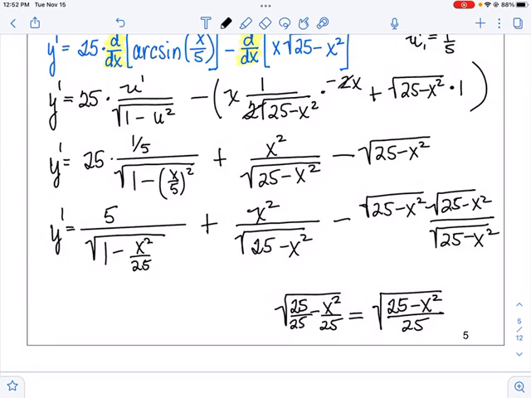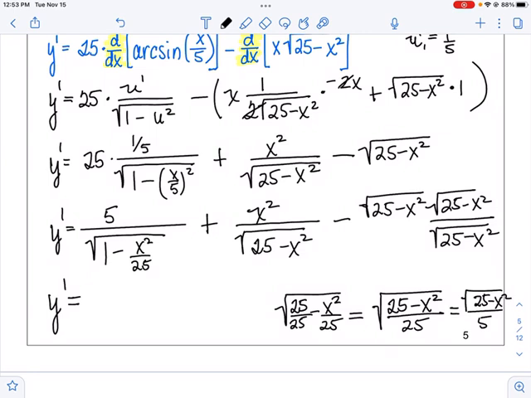So with that, I can write y prime is then equal to 5. Let me go one step with this. The square root of 25 minus x squared, and then it's going to be over 5 because of the square root over square root rule. So then I'm going to flip that 5 up top.